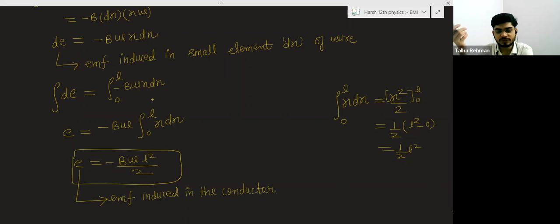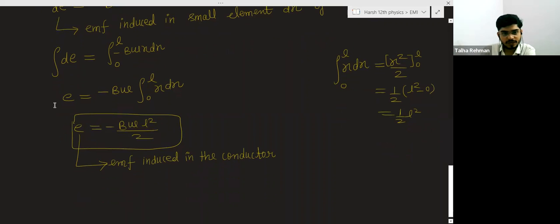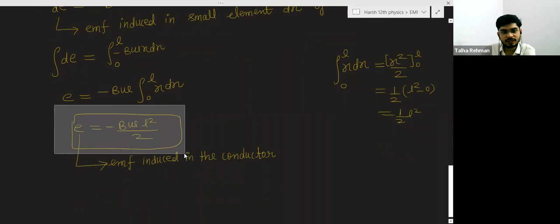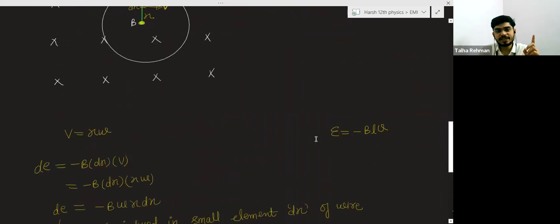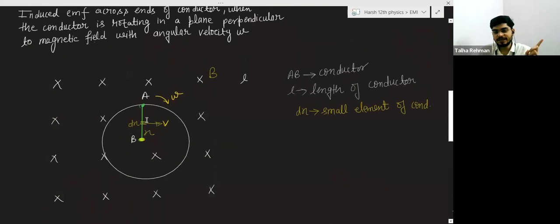This is the EMF induced in the conductor. Now, this formula you should know: minus B omega L square by 2. This will be the EMF induced when one conductor is rotating in a magnetic field. So on this I have one question.